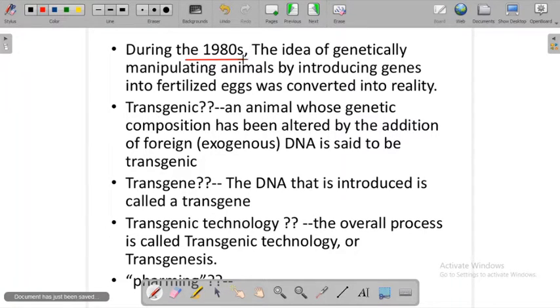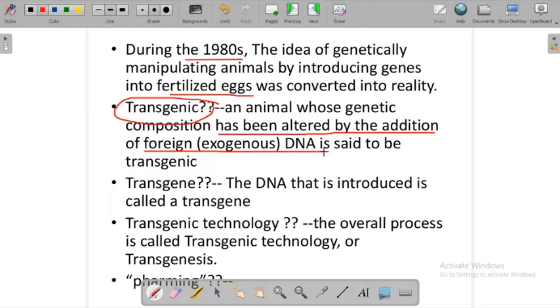During the 1980s, the idea of genetically manipulating animals by introducing genes into fertilized eggs was converted into reality. So what is meant by transgenic? Transgenic means an animal whose genetic composition has been altered by addition of foreign DNA, or exogenous DNA, or DNA of interest, and that is called transgenic. Then what is meant by transgene?